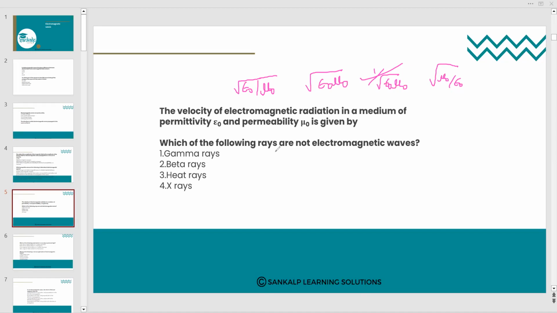The next question is, which of the following rays are not electromagnetic waves? The options are gamma rays, beta rays, heat rays, X rays. Gamma rays, yes, it is an electromagnetic wave. Heat rays, we can consider as UV rays. X rays, yes. So beta rays are not called electromagnetic waves. So option B.